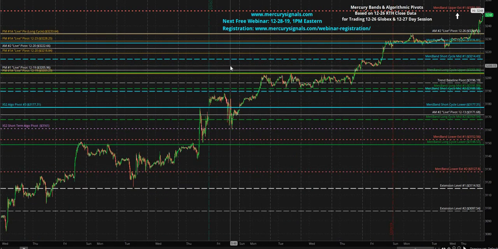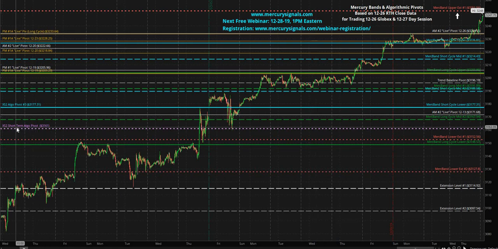What amazes me every day is how precise these algorithmic pivots are. You couldn't put these on a chart with a pencil and a ruler any tighter than this. If we go down here, this is our level 2 extension. Again, everything on this chart, except for the live pivots, the live pivots are generated intraday. Everything else on this chart, these are signals that are generated at the end of the day.